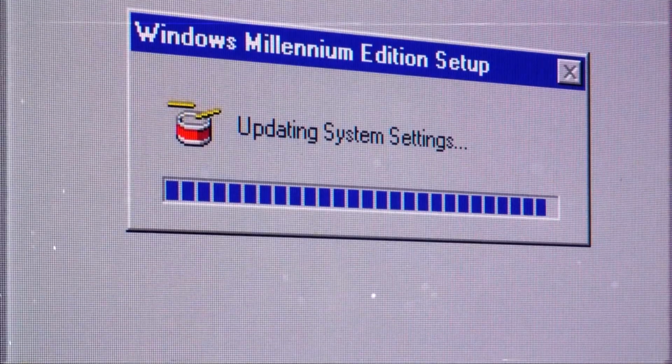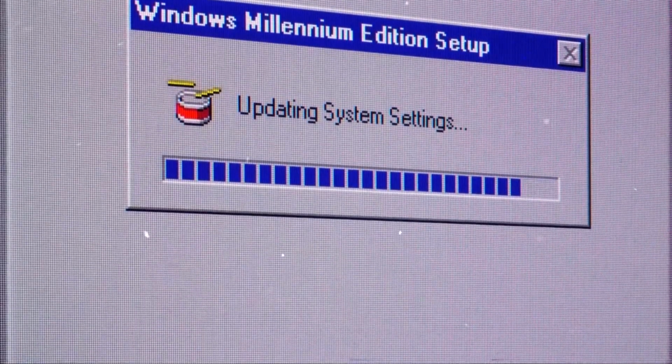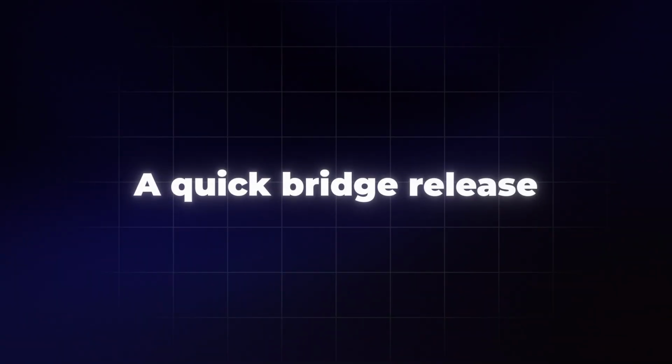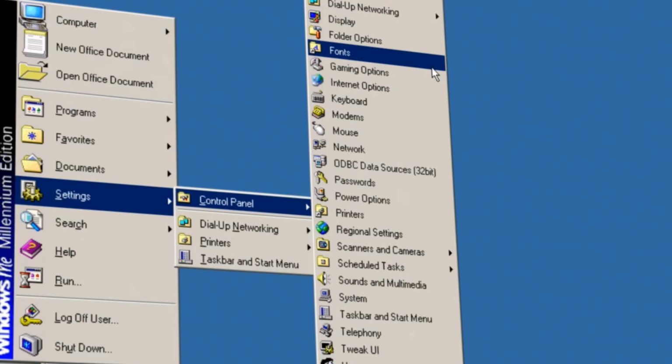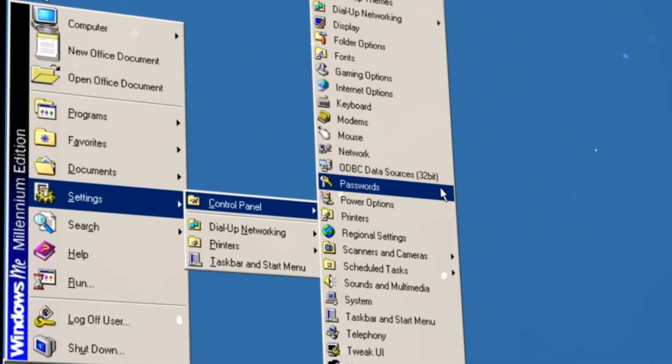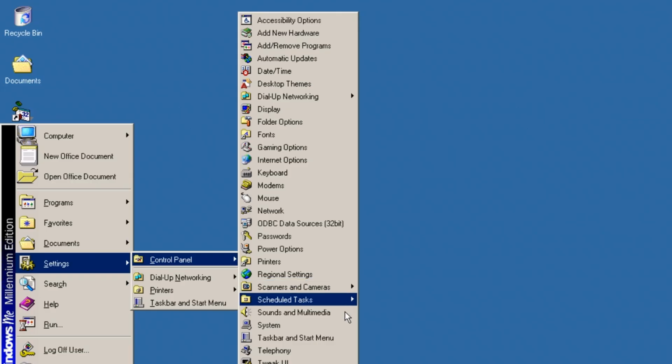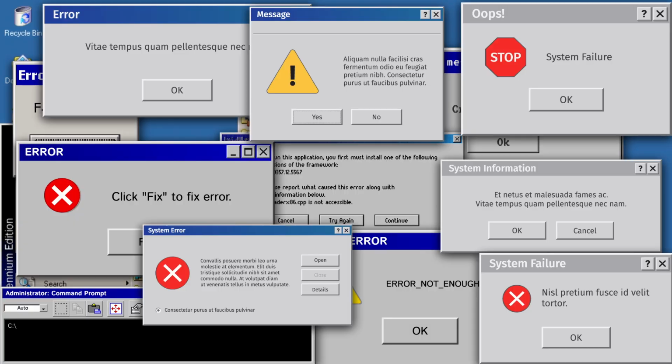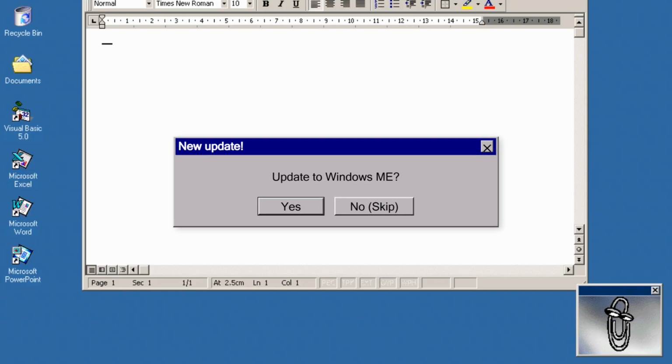Some people remember Windows ME as a minor upgrade, a quick bridge release, something you barely noticed. But for everyone who lived through it, Windows ME has a very different reputation. It was buggy. It was unstable. And it quickly became one of the most skipped versions of Windows in history.